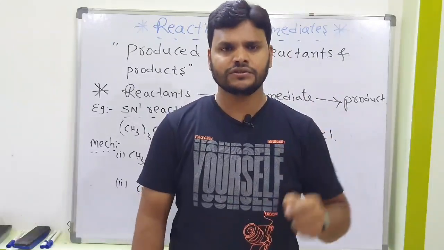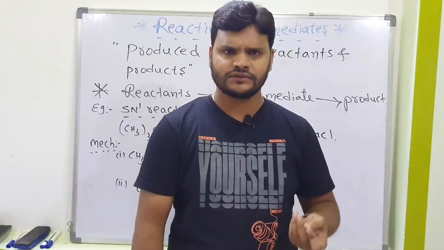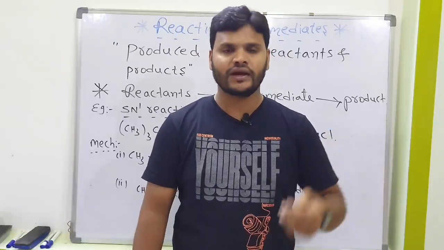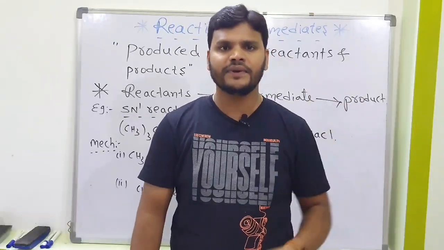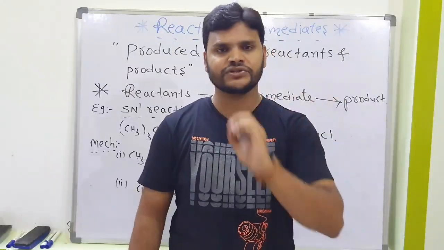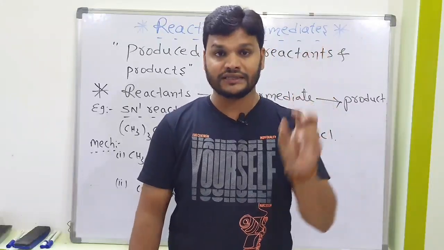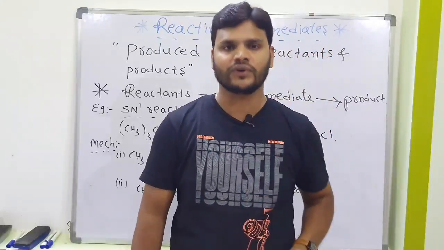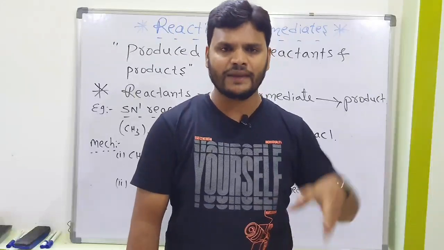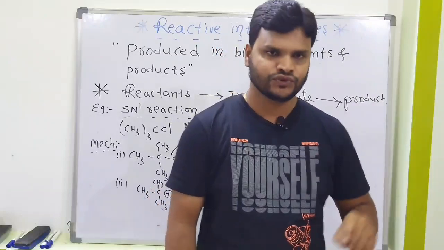Next, what are the examples of reactive intermediates? Examples: carbocation, carbanion, free radical, carbene, nitrene, etc. But out of all, from the examination point of view, carbocation, carbanion, and free radical, these three are very important. So in this video, I am going to mainly focus on these three reactive intermediates. Just look at the board.